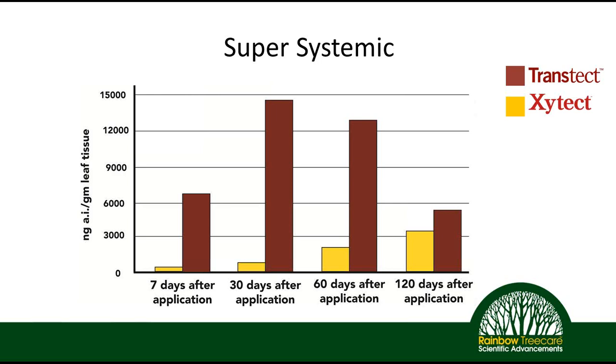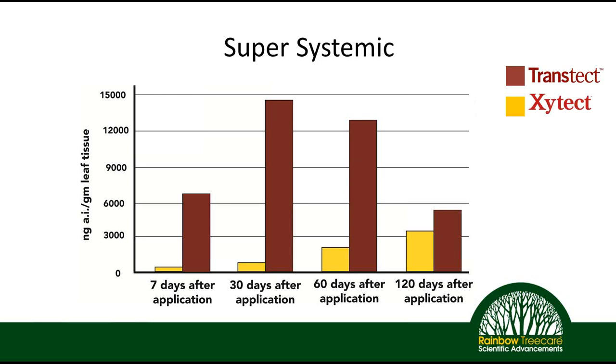We did some of that ELISA work. We did some of that study to try and quantify how much product is in the tree over what amount of time. These are both soil applied, but with soil applied Transdect, within 7 days, that product is within the leaf tissue at a high quantity, because it is so water soluble. Whereas Zytec, though, it slowly ramps up in efficacy and slowly ramps up in the amount of product within the leaf tissue.